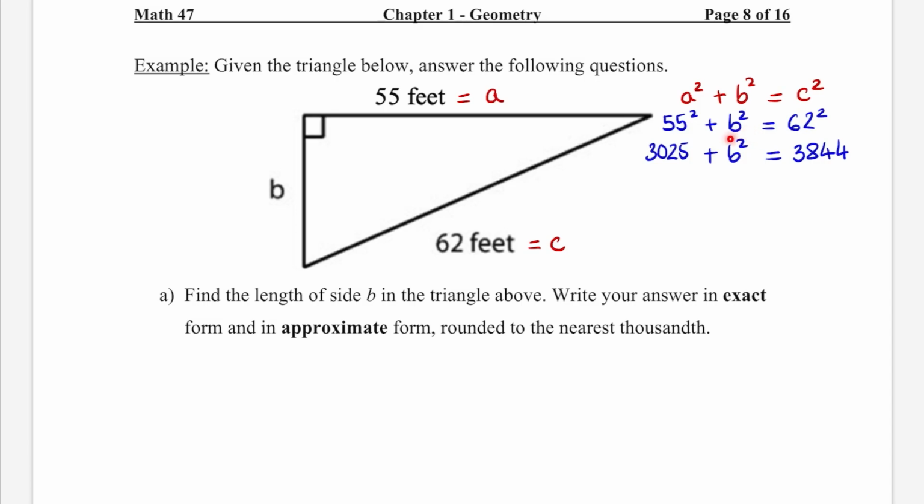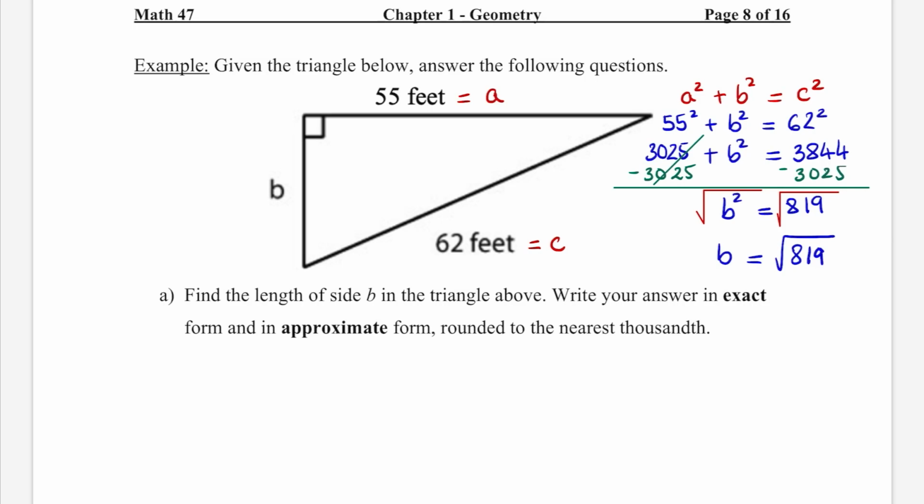Now, I want to isolate B squared. So I'm going to subtract 3,025 from both sides. B squared equals 819. I want to find B. I don't want to find B squared. So to cancel the squared out, I'll take the square root on both sides. So B is the square root of 819.